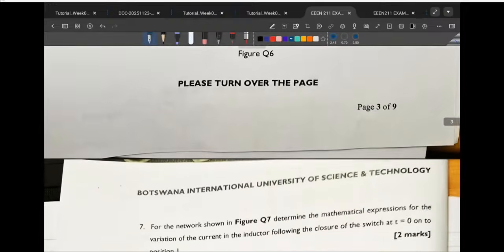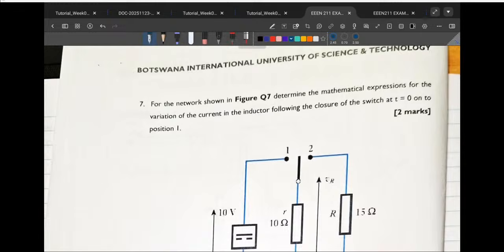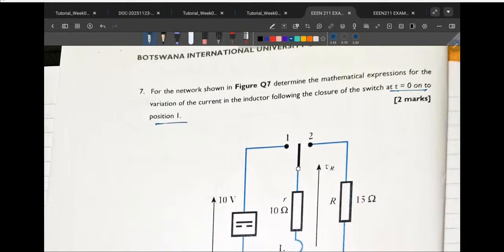Well, here is whatever they're saying. The switch closes at t equal to 0 into position 1. They said determine the mathematical expression for the variation of current in the inductor following the closure of the switch. So anyway, this is about inductors, which we don't really want to know, but you should just want to know. They say the variation of the current, so they just want to know what is the equation.